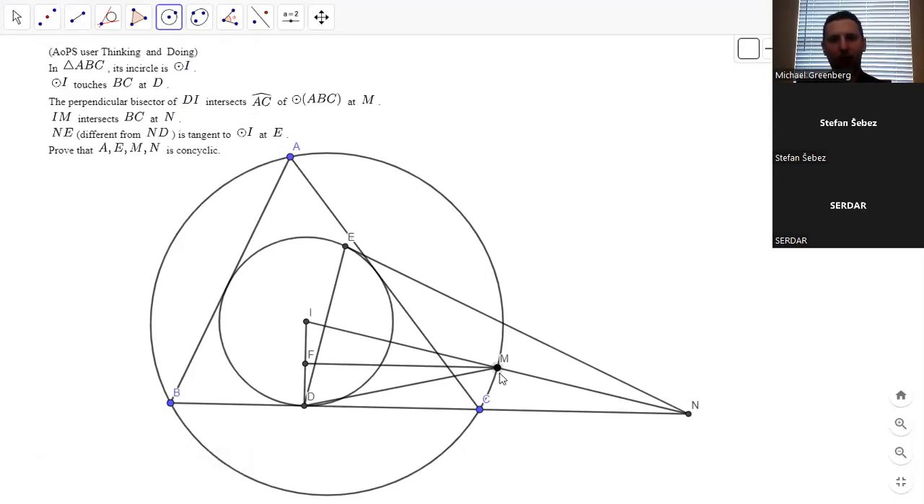Let's see. Yeah, it's true because basically we know triangle IDN is a right triangle, and we know M is the midpoint of IN since this is a perpendicular bisector. So basically MI equals MD equals MN. And so this angle is this angle is this angle. And yeah, they're similar.